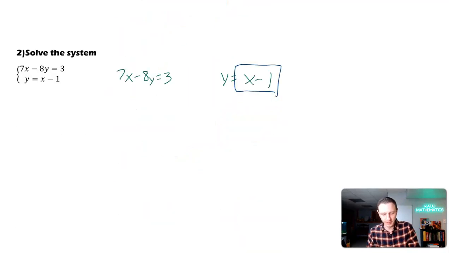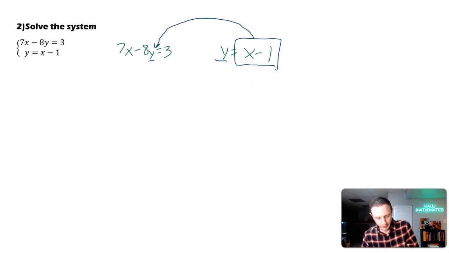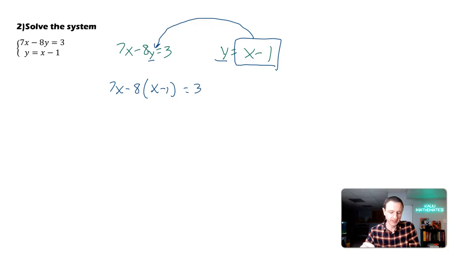So here I'm going to take x minus 1 and replace y with x minus 1 because y is equal to x minus 1. So I'm taking out y and replacing it with x minus 1. So let me write this out, and I'm going to show a common error here. So 7x minus 8, and this is times x minus 1, equal to 3. And it's multiplication because it's minus 8 times y. So since it's minus 8 times y, it's going to be negative 8 times x minus 1.